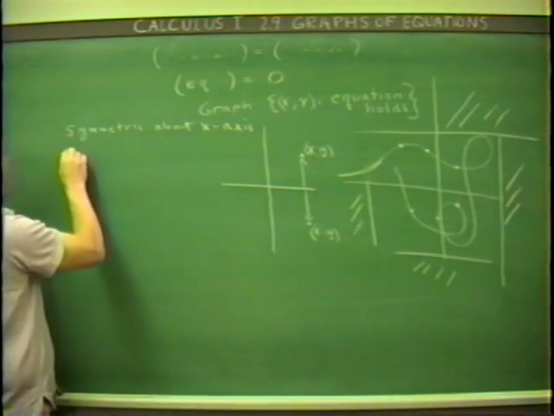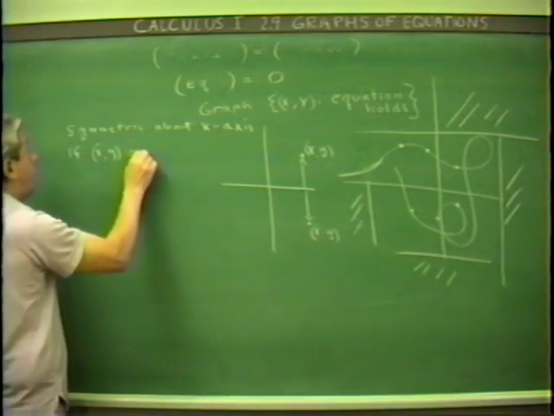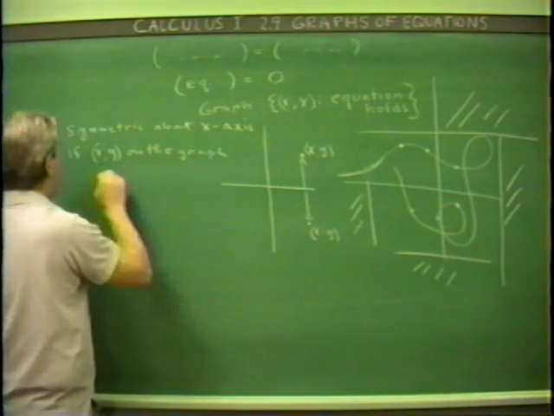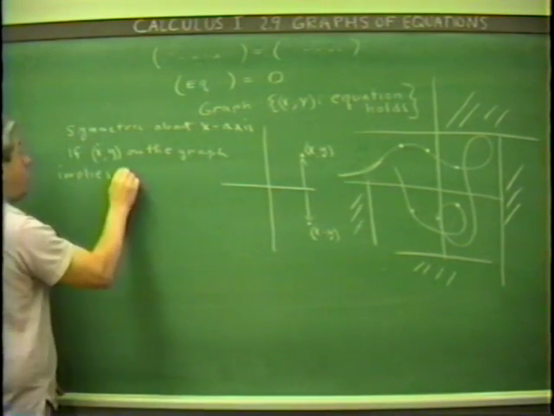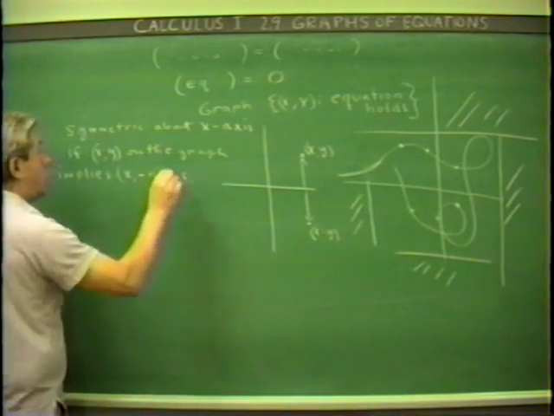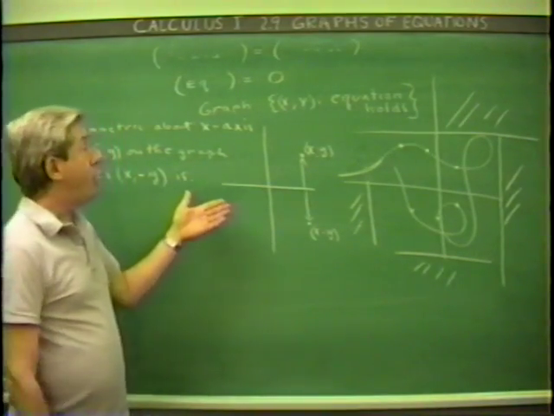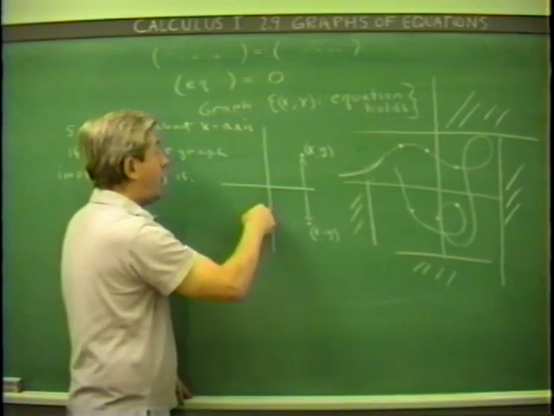If x, y on the graph implies that the point x, minus y is. And that's a great aid in graphing the equation, because then you only need to graph the upper half, and the lower half can be gotten by the symmetry.